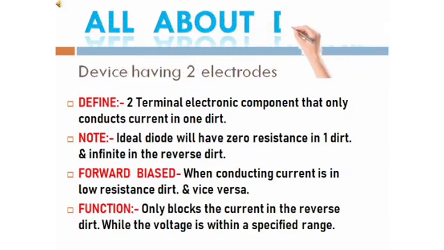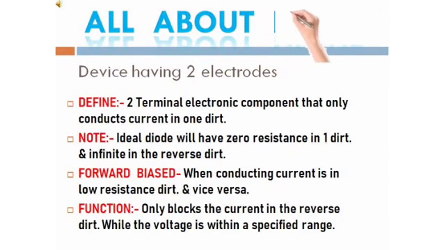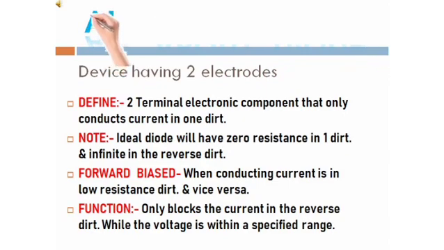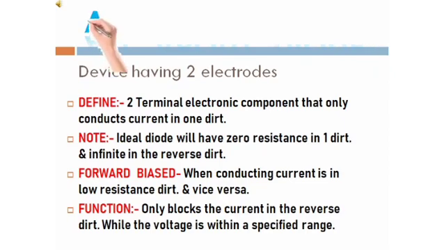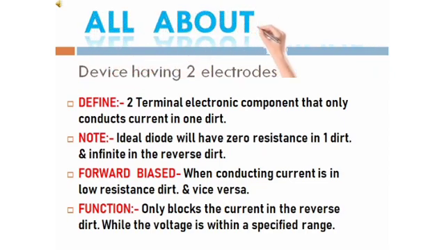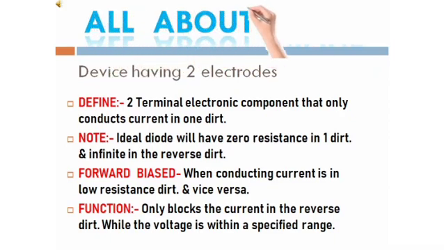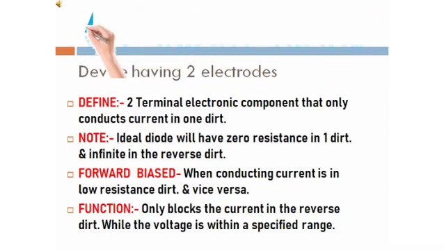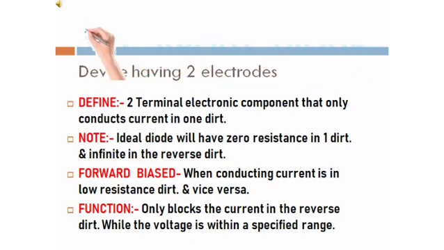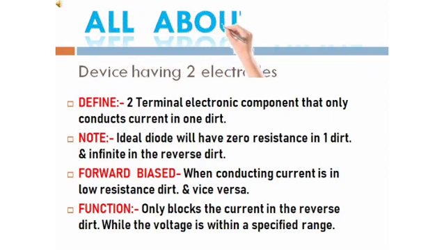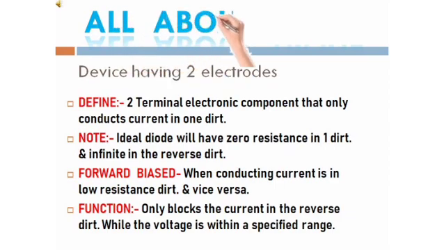Now there is a note point. What is an ideal diode? It will have zero resistance in one direction and infinite resistance in the reverse direction. Although in daily life, in the real world, we cannot achieve zero or infinite resistance. So instead a diode will have negligible resistance in one direction to allow the current flow and very high resistance in the reverse direction to prevent the current flow. Now a diode is effectively like a valve for an electric circuit, that means it blocks the current.